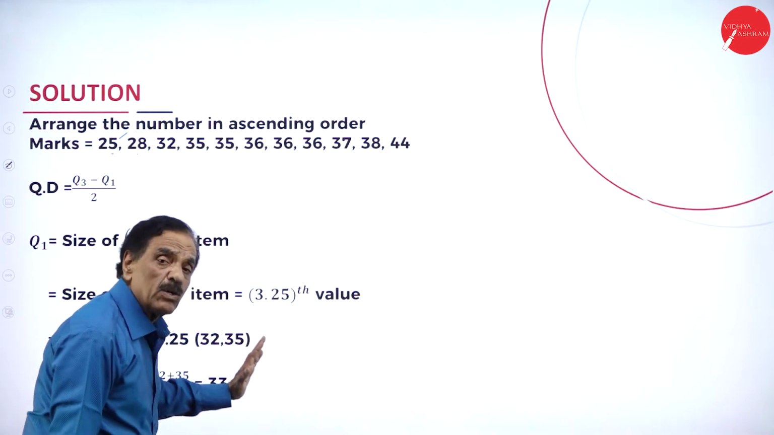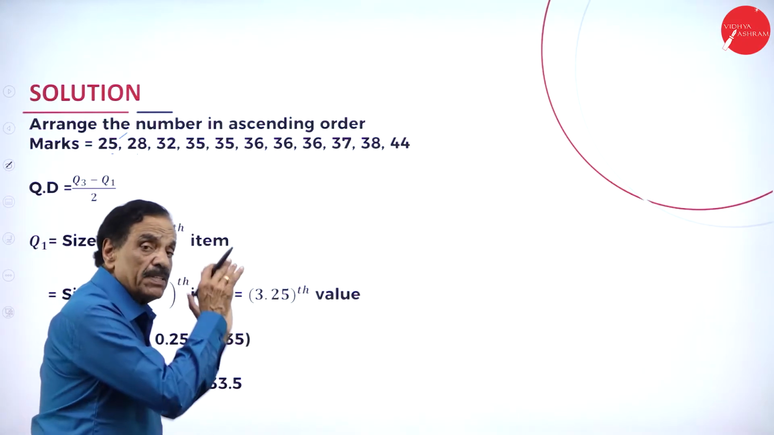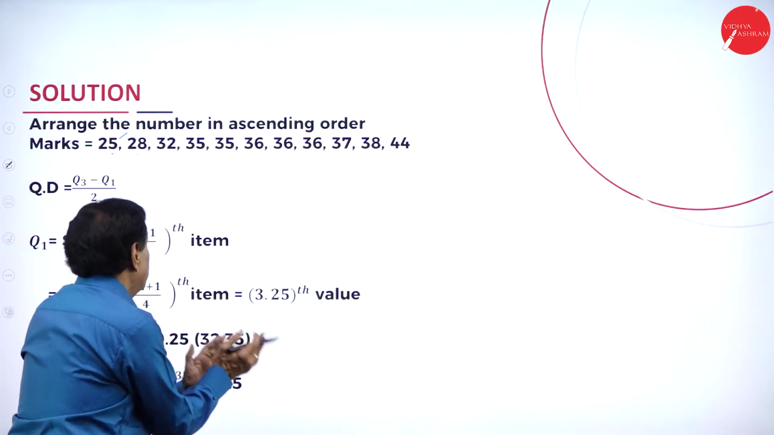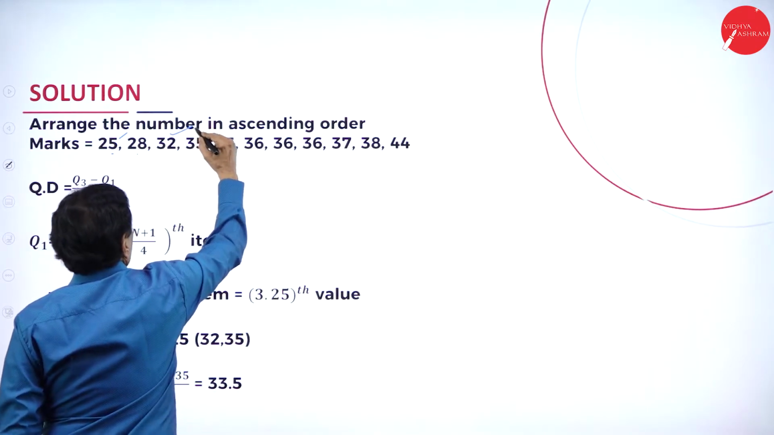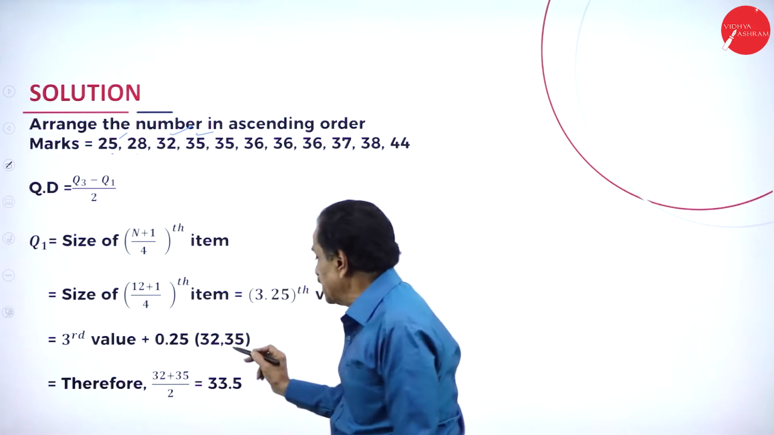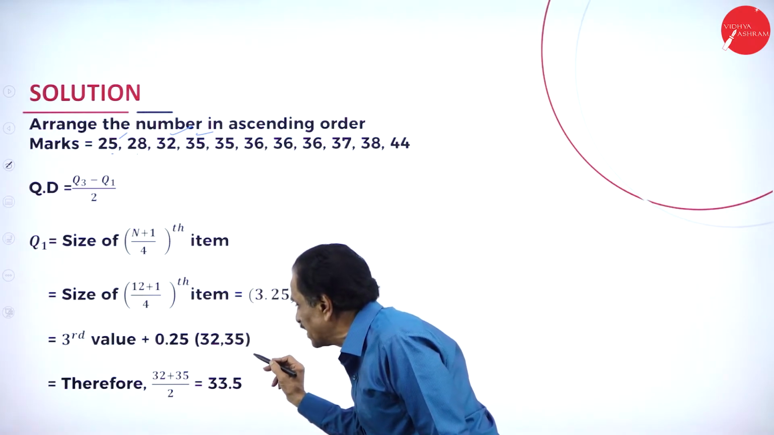3.25, it is not a round figure. So it will lie between 3 and 4. Your 3rd item is how much? 32. Your 4th item is how much? 35. What do we say now? It lies between 32 and 35.